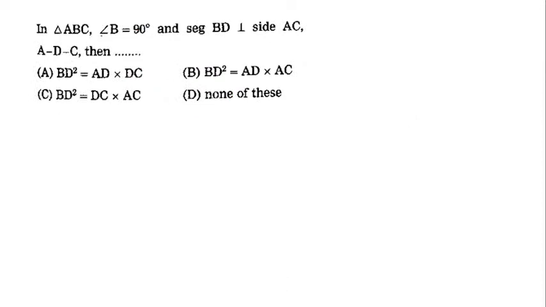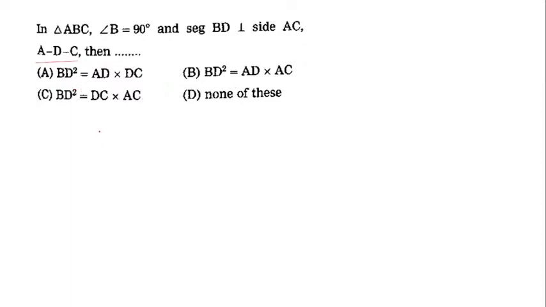In triangle ABC, angle B is equal to 90 degree and segment BD is perpendicular to side AC, and A-D-C, that means A, D and C are collinear, then four options are given below. BD square is equal to AD into DC, BD square is equal to AD into AC, BD square is equal to DC into AC, or none of these.